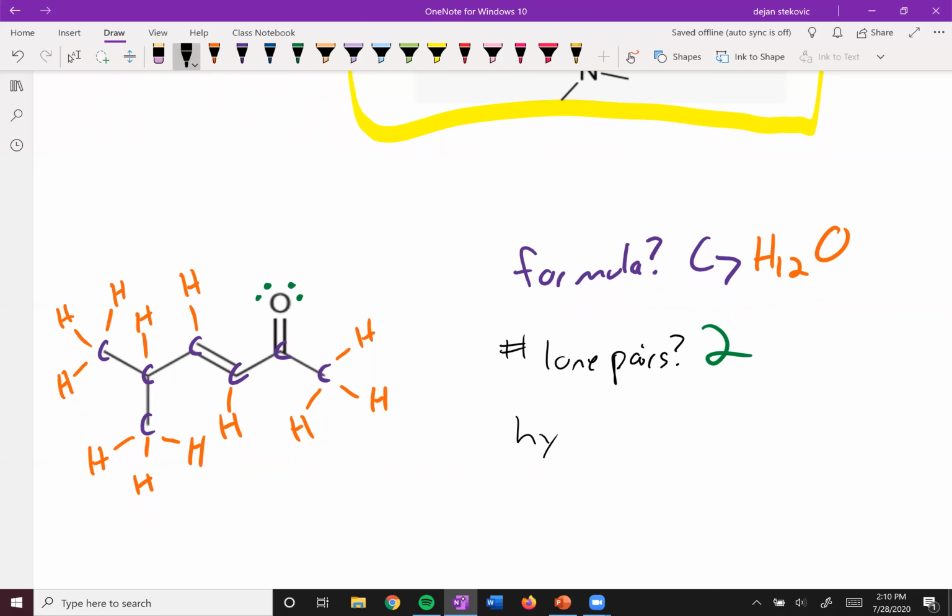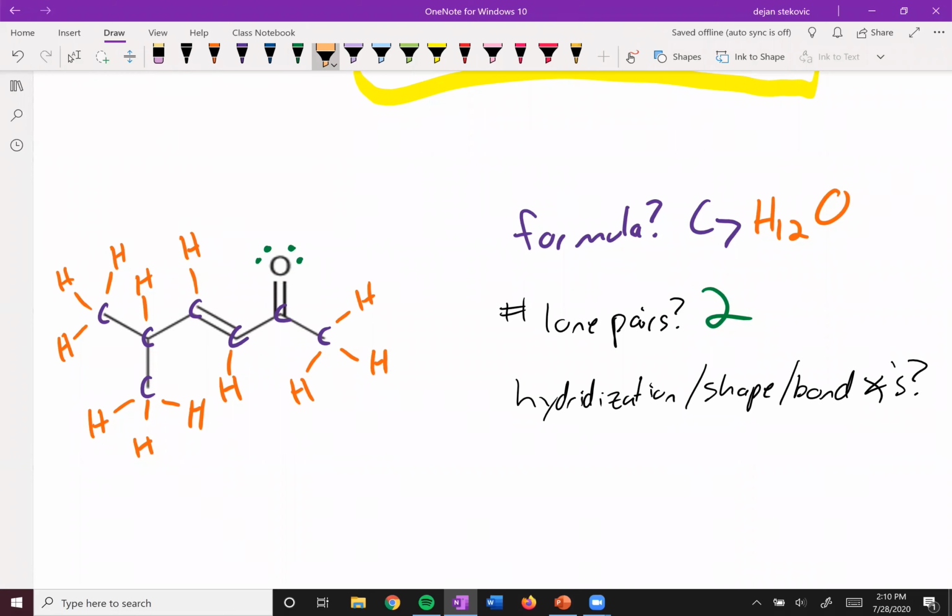Another question I could ask you is, what's the hybridization, the shape, the bond angles of all of these carbons? And you should be able to identify this relatively simply, right? This carbon, and this carbon all have 4 things attached, as well as this carbon right here. 4 things attached is sp3 hybridization. sp3 hybridization here is all tetrahedral. We have no lone pairs, and it's 109.5 degrees.